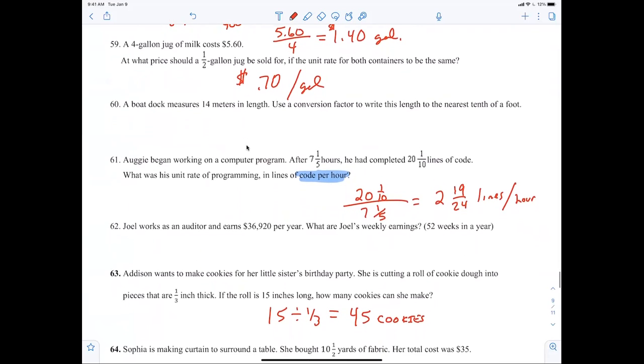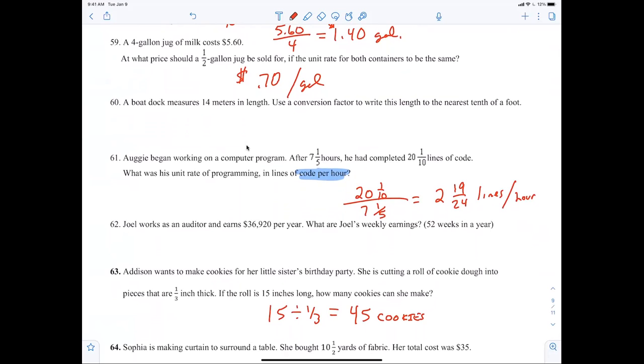All right, Taj, 60. The boat dock measures 14 meters in length. Use a conversion fraction to find the length to the nearest tenth of a foot. Right, so we have 14 meters. So 1 meter is how many feet? 3.28084. Good. So if you have 14 meters, then you multiply that by 14. That would equal 45.9318.